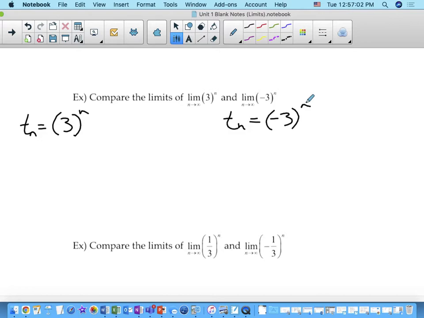If n is 1, this would be 3 to the 1, which is 3. If n is 2, this would be 3 squared, which is 9. 3 cubed is 27. 3 to the 4 is 81, and so on and so forth. So what's the limit for this infinite sequence? Infinity, yeah.